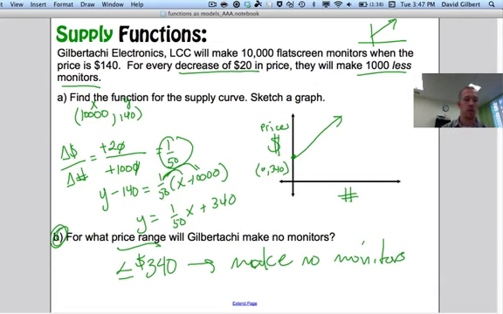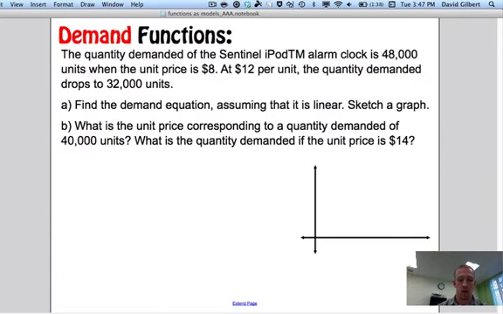Alright, now let's look at the demand curve here. Different scenario. Quantity demanded for these iPod alarm clocks is 48,000 when the price is $8, and at $12 per unit they'll demand 32,000 units. So remember, it's price versus number. Get in the habit of labeling that right away.